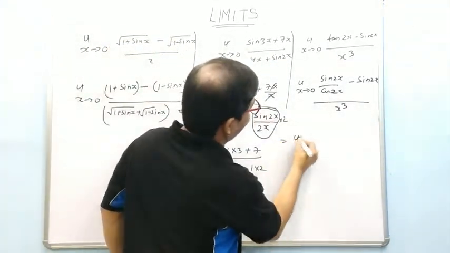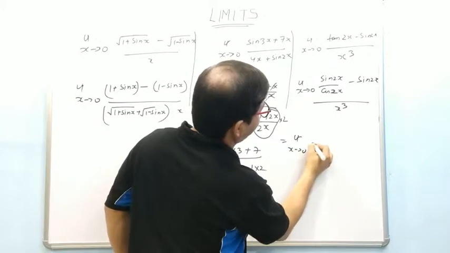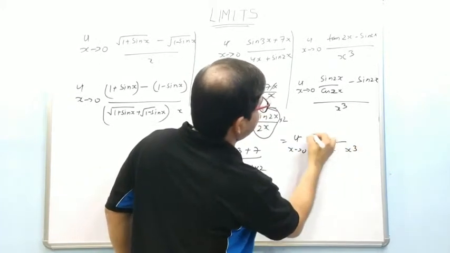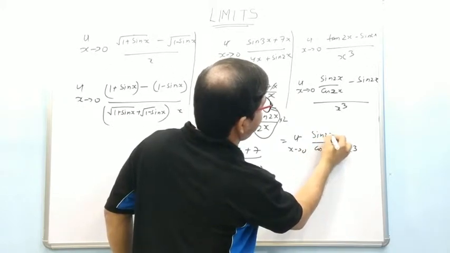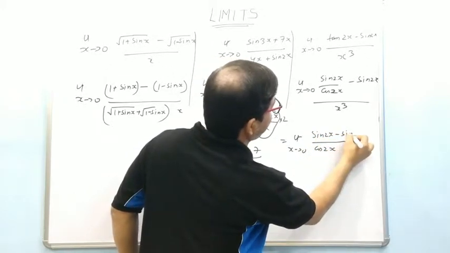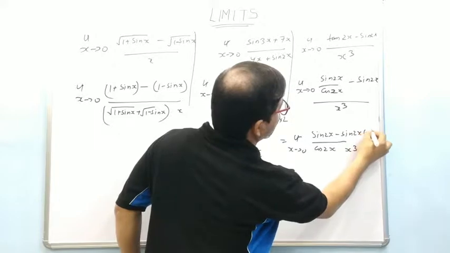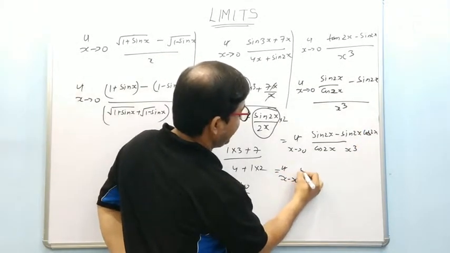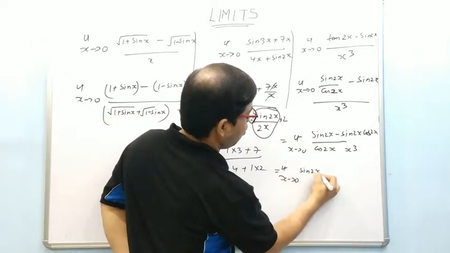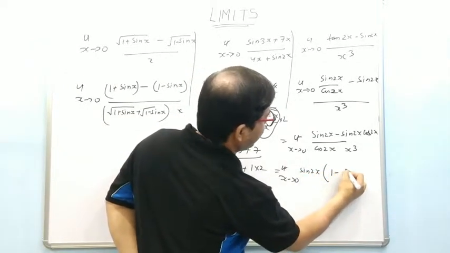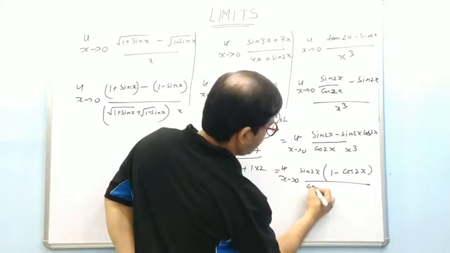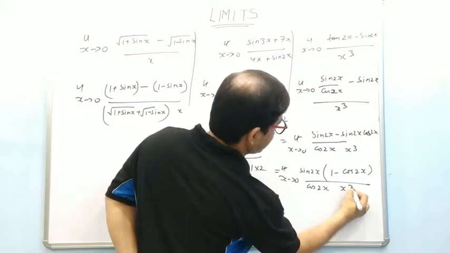So it is coming out to be limit x tends to 0. If I take cos 2x as LCM, x cube here, it is sin 2x minus sin 2x into cos 2x. So limit x tends to 0. If I take sin 2x as common, what I am left with? 1 minus cos 2x by cos 2x into x cube.